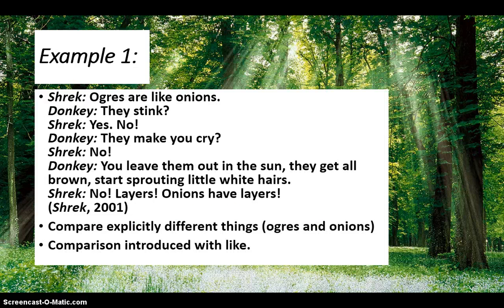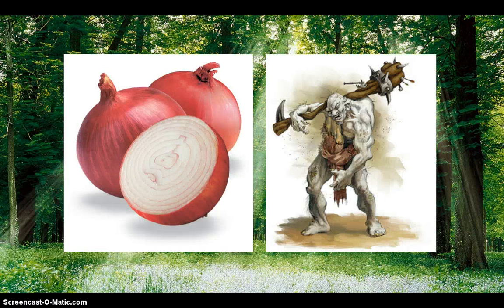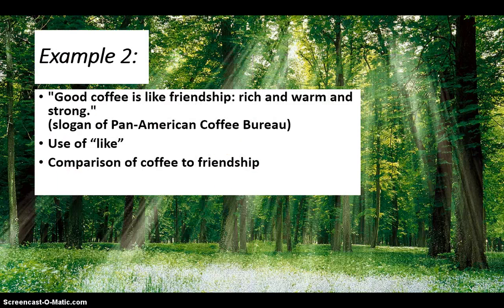The first example comes from the movie Shrek, which is where Shrek is trying to help Donkey understand how complex ogres are by comparing ogres to onions and saying that they have layers just like onions do. It's obviously a simile because it's a comparison of explicitly different things, onions and ogres, and also the comparison is introduced with like. As we can see from these images, ogres and onions are definitely not the same thing, but the comparison was used to clarify an understanding of what ogres are really like.